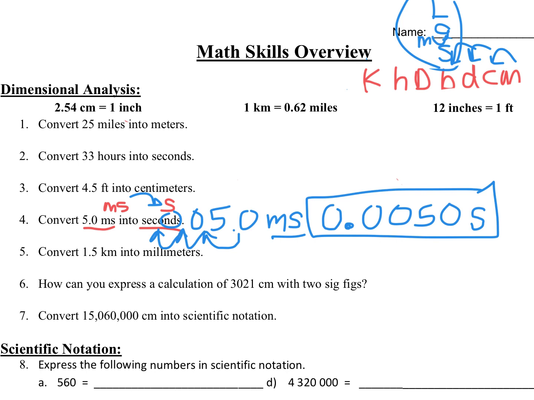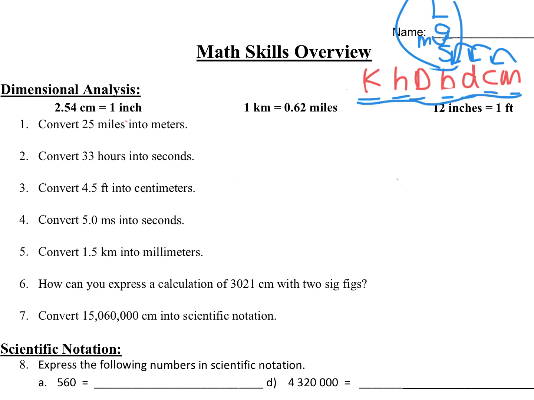Hopefully that was straightforward. Make sure you know your metric system. King Harold died by drinking chocolate milk. Kilo, hecta, deca, base, deci, centi, milli. All right, good job.